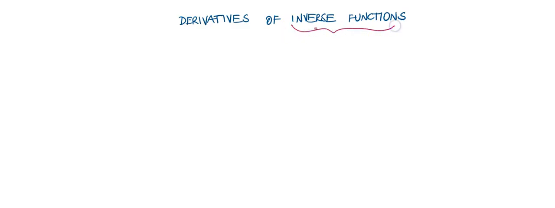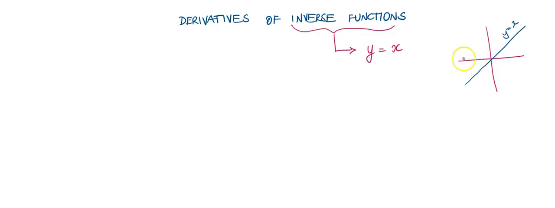A quick recap is that inverse functions are two functions that are mirror images of each other about the y equals x line. So the y equals x line is actually a diagonal line right in the grid. So this is your y equals x line. And if I had a graph on this side, like this, its mirror image would be like this. So they are mirror images across the y equals x line.